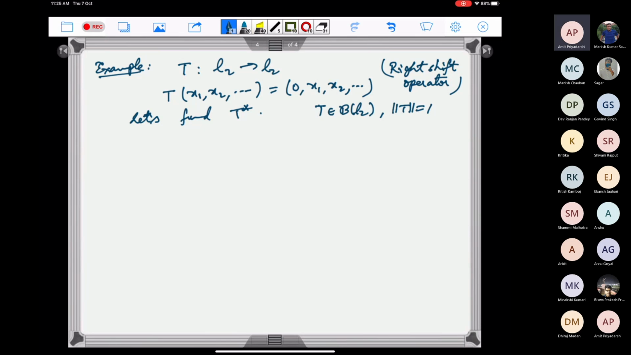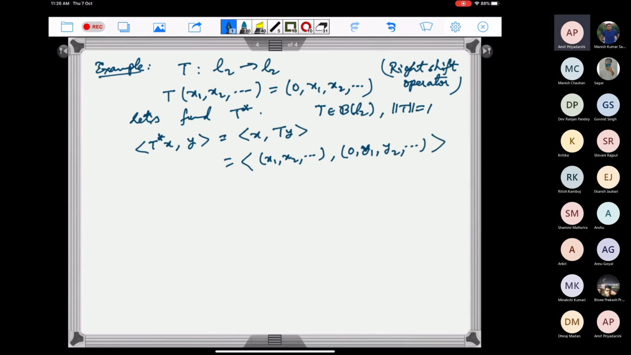So to find T star, we just see if we take T star x inner product with y, then this is equal to x inner product with T of y. And on the first we have x1, x2, and so on, this sequence, inner product with T of y, which is 0, y1, y2, and so on.